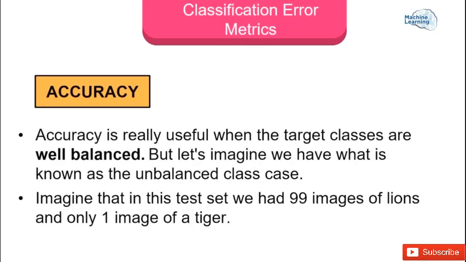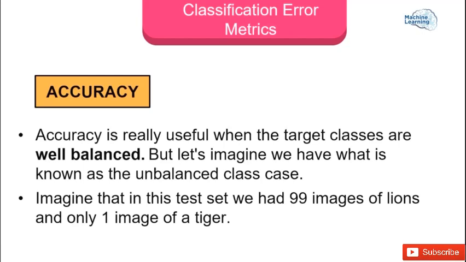Right, and the accuracy is really useful when the target classes are well balanced. And what does that mean? Well balanced, well, in our example, this means that the actual tags are represented roughly equally in the data set. But let's imagine that we have what's known as an unbalanced class situation.